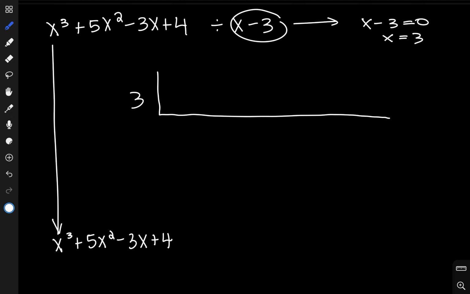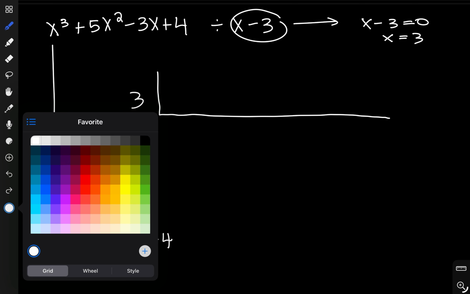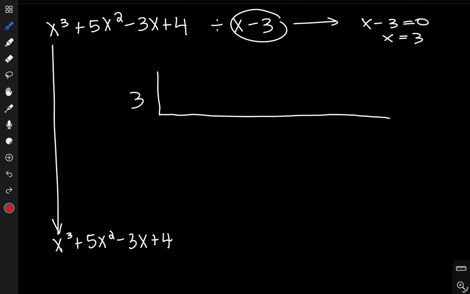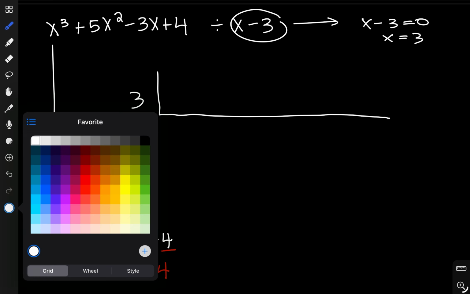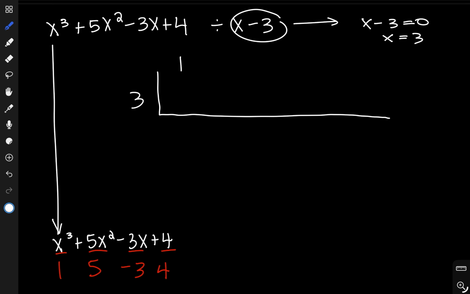And now this one, the powers are in order, so it goes 3, 2, 1. So we just have to leave it. We don't have to add anything. We just have to find the coefficients. So the coefficients are 1, 5, negative 3, and 4. Just constant terms. Okay, now we're going to bring them up here. It's going to be 1, 5, negative 3, and 4.